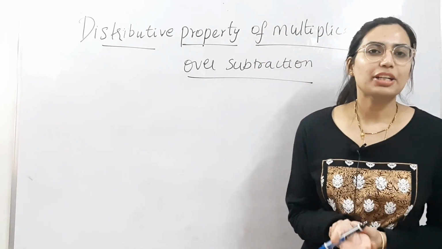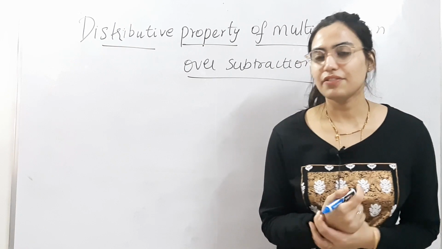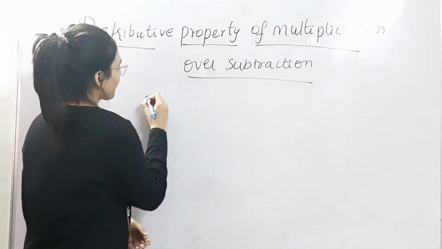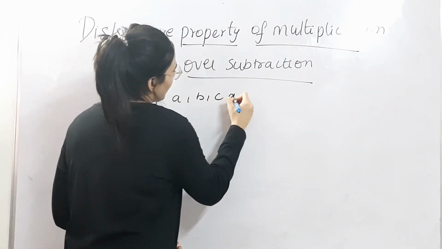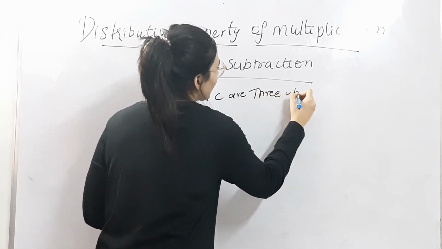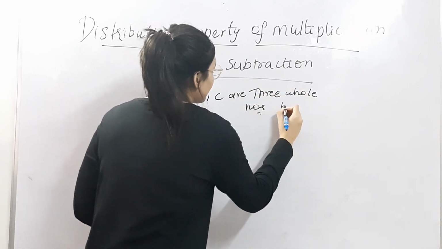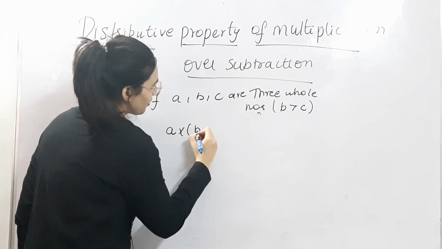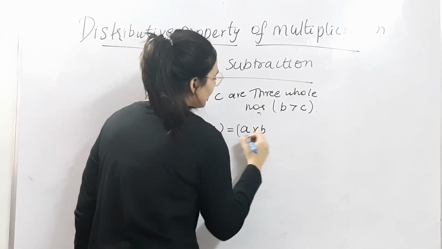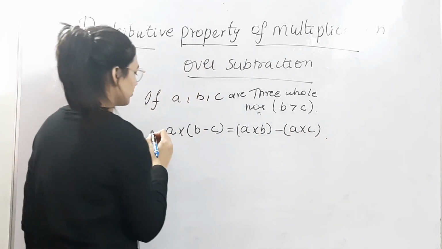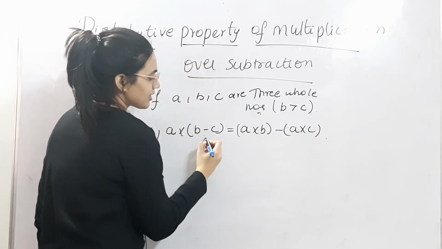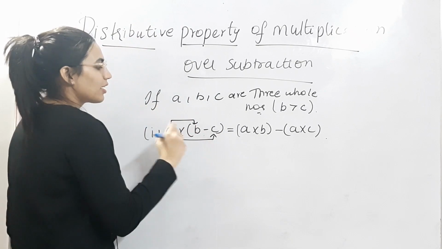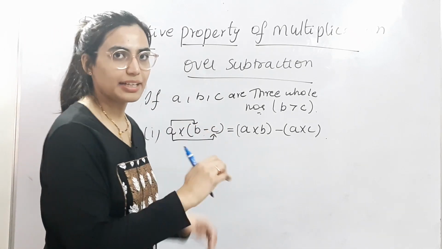Distributive property of multiplication is not only applicable to addition; we can also do a similar set of operations on subtraction. For example, if A, B, C are 3 whole numbers and B is greater than C, then A into B minus C is equal to A into B minus A into C. That is, here instead of plus we have minus, and we will distribute this multiplication over the terms that have minus in between.